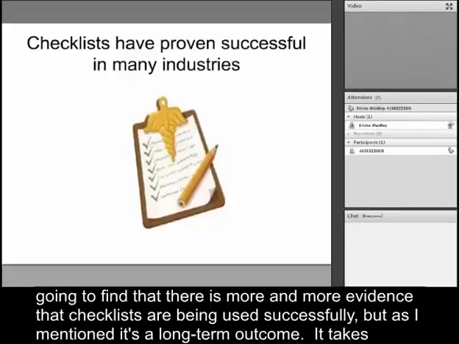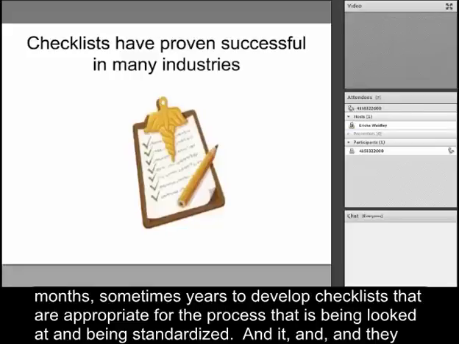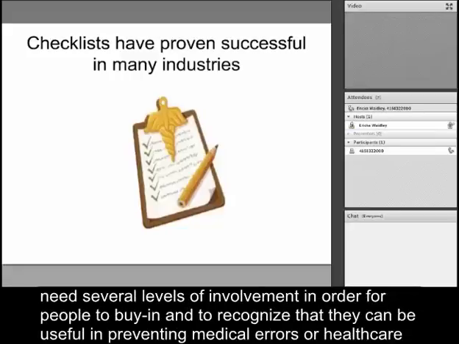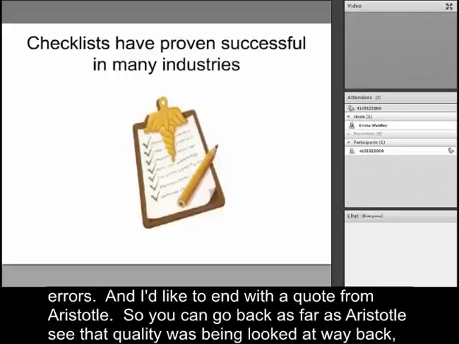But as I mentioned, it's a long-term outcome. It takes months, sometimes years, to develop checklists that are appropriate for the process that is being looked at and standardized. And they need several levels of involvement in order for people to buy in and to recognize that they can be useful in preventing medical errors or healthcare errors.